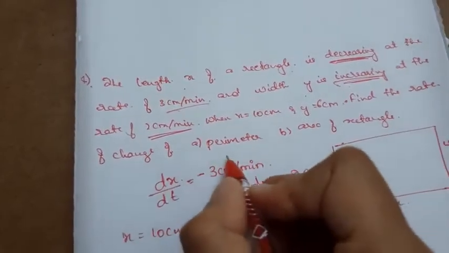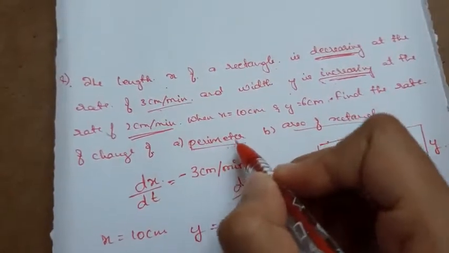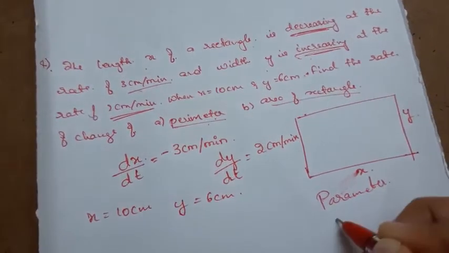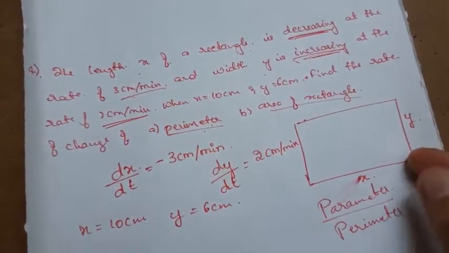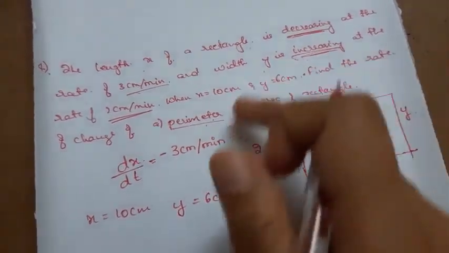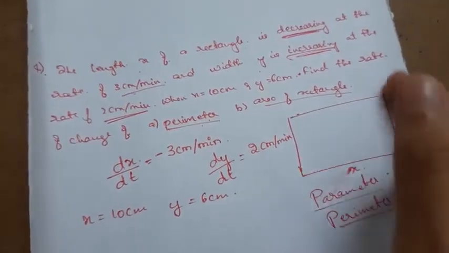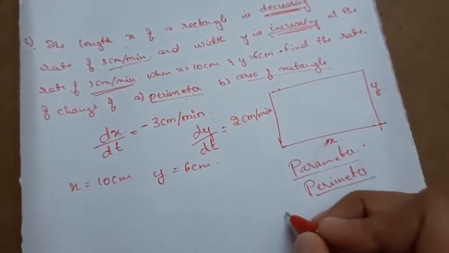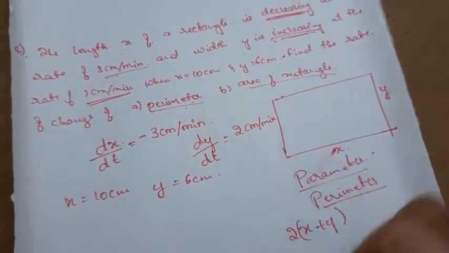Find the rate of change of perimeter and the area of a rectangle, they are saying. When it comes to perimeter, don't confuse the parameter and the perimeter. As I explained already, a parameter is a variable upon which the quantity is depending. What is the perimeter? Perimeter is the outer length, the total length of the outer surface. So what is the perimeter of this one? Here the perimeter of the rectangle is 2 times x plus y.